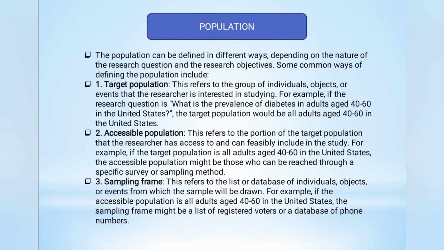2. Accessible population. This refers to the portion of the target population that the researcher has access to and can feasibly include in the study. For example, if the target population is all adults aged 40 to 60 in the United States, the accessible population might be those who can be reached through a specific survey or sampling method. 3. Sampling frame. This refers to the list or database of individuals, objects, or events from which the sample will be drawn. For example, if the accessible population is all adults aged 40 to 60 in the United States, the sampling frame might be a list of registered voters or a database of phone numbers.